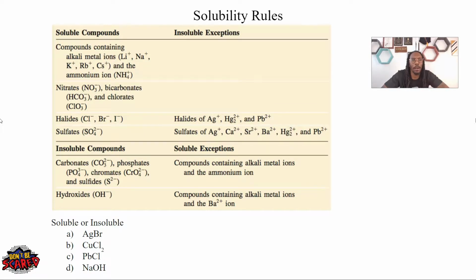If you have a compound that contains, once again, lithium, sodium, potassium, that whole row of alkali metals, it is soluble. Next up, if you have nitrates, NO3, bicarbonates, HCO3, or chlorates, ClO3, if you have any one of these polyatomic ions in your compound, it is a soluble compound. When you throw it into some water, it will dissolve. That's what we're talking about with these solubility rules.